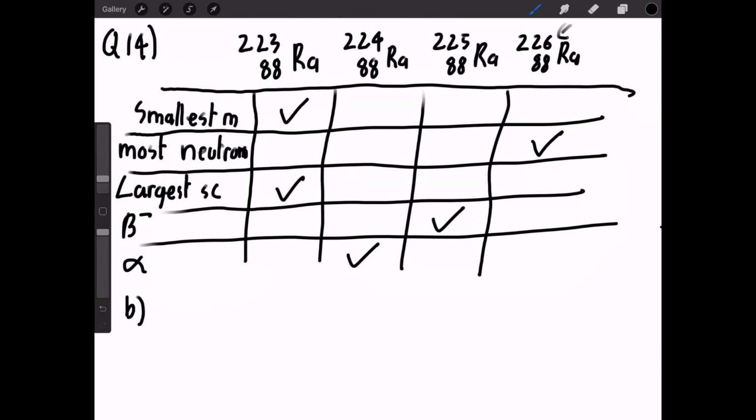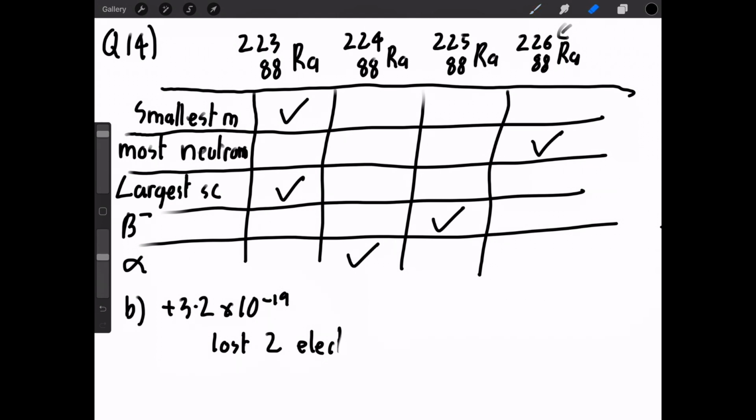Part B. An atom of one of the radium isotopes in the table is ionised so that it has a charge of plus 3.2 times 10 raised to the power minus 19. State what happens in the process of ionising this radium atom. Well, if it's got a plus charge, it must have lost 2 electrons. Each electron has a charge of 1.6 times 10 to the minus 19, so 2 of them makes 3.2. That would be our answer.